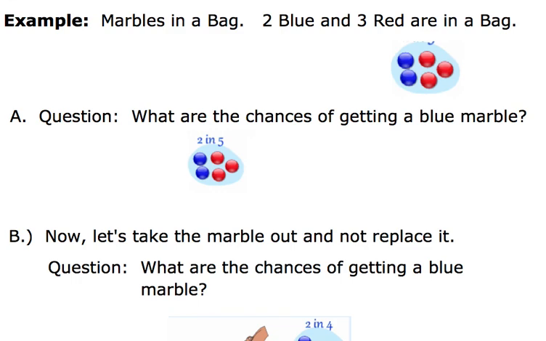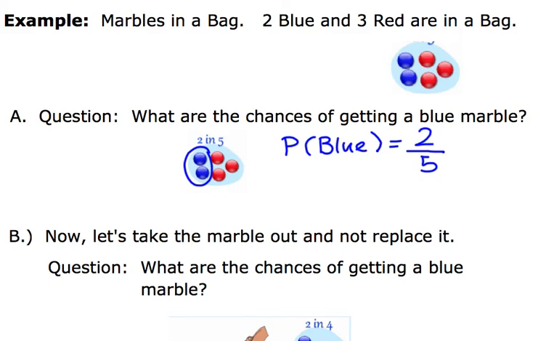So let's go ahead and do a marble problem. So in our bag, there are 2 blue marbles and 3 red marbles. And we want to find out what are the chances of getting a blue marble. So just grabbing 1 time. Well, that's pretty easy. Probability of a blue marble, remember our sample space is 5. Well, we have 2 of them, right? So we have a 2 in 5 chance of getting a blue marble.